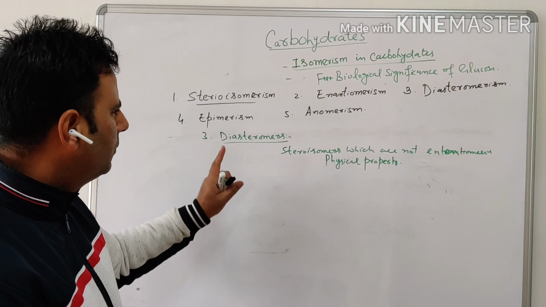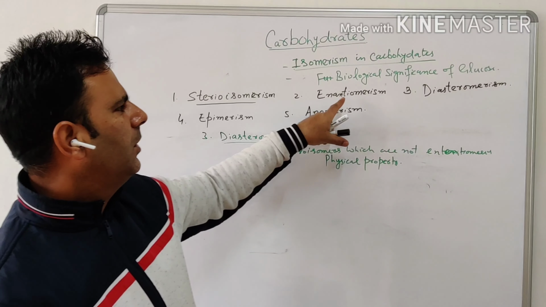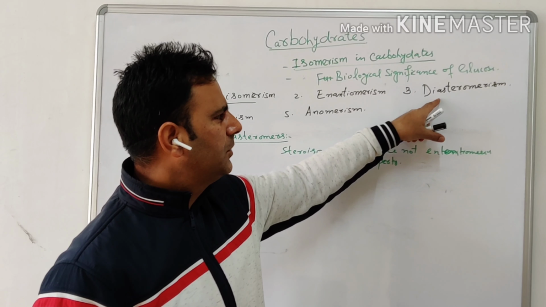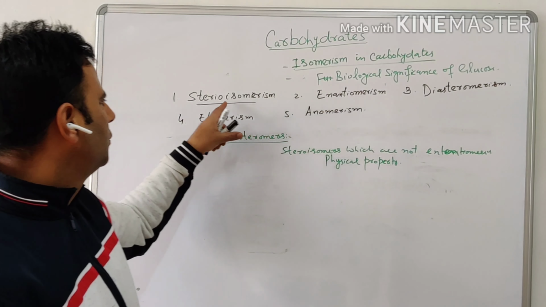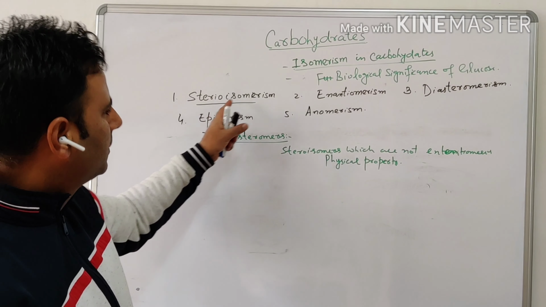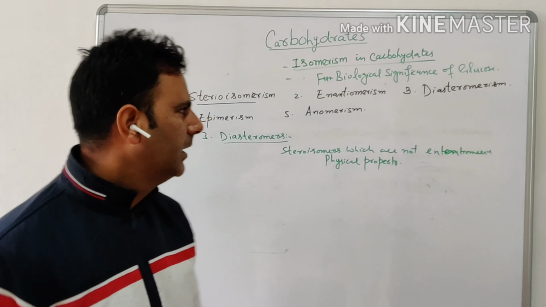So this is diastereomers. We can say all stereoisomers which are not enantiomers must be diastereomers. Right? This is one more thing.